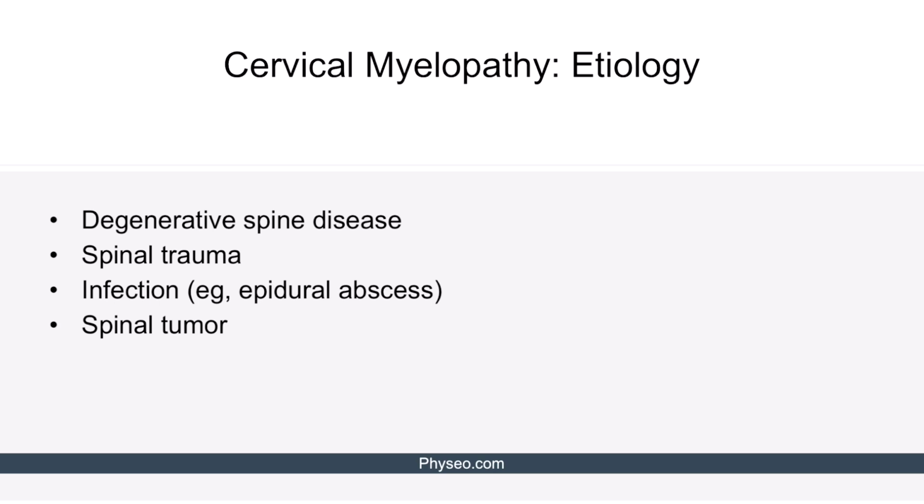Anything that can narrow the vertebral canal can potentially cause cervical spinal cord compression. One of the most common causes of cervical myelopathy is degenerative spine disease. Osteophytes in degenerative spine disease narrow the vertebral canal and compress the spinal cord. Trauma may also cause cervical myelopathy. Infections like an epidural abscess or a tumor can compress the spinal cord as well.